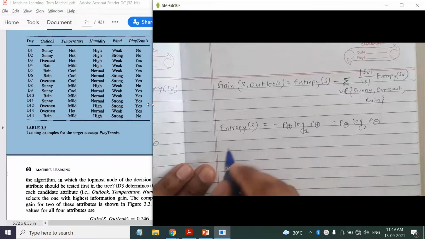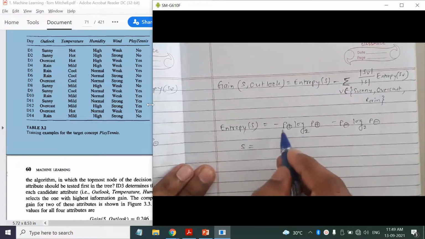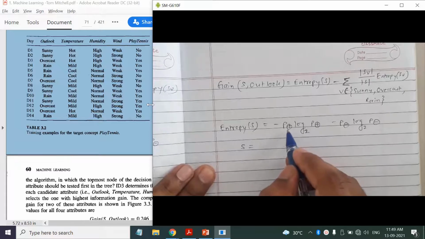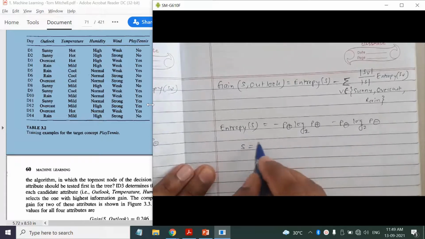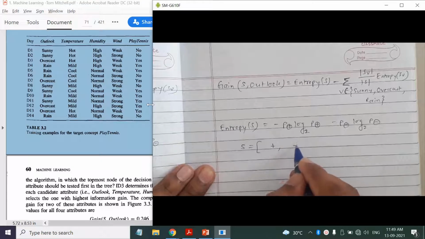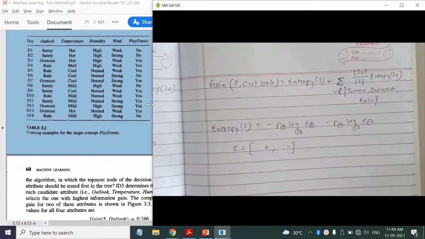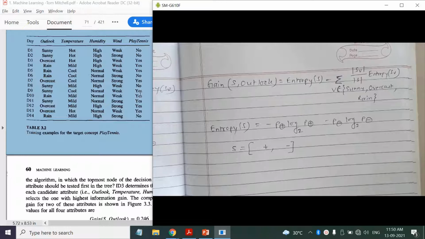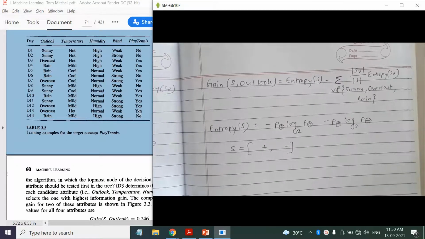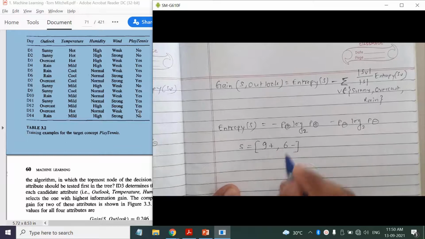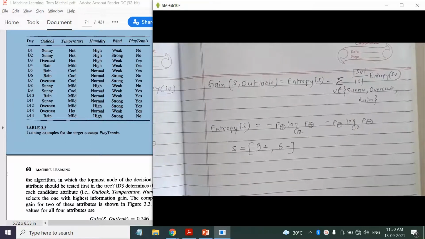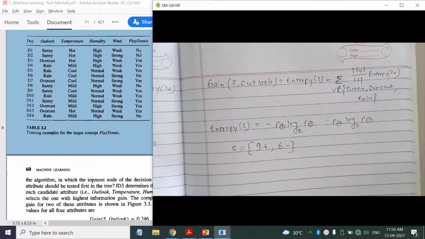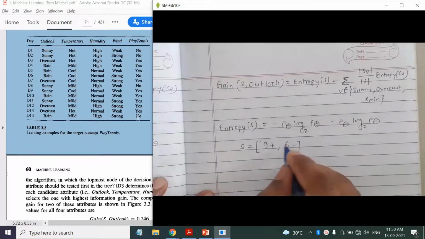Now what I want is the proportion of positive examples and negative examples. So we have to calculate how many are positive and how many are negative. From the given set, you count the number of yes: 1 2 3 4 5 6 7 8 9. So 9 are positive, and the remaining are negative. The total is 14, so 5 will be no: 1 2 3 4 5. 5 are negative examples.